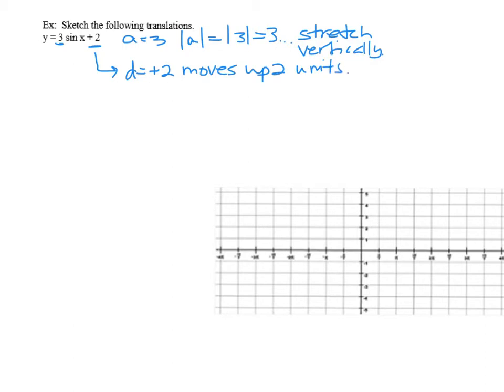Now the A and the D value both affect your outputs. So these both are output related. The nice thing for this first graph is that when we graph our parent function, we're going to use those same input values in our new graph. We'll just change up where our output values go.